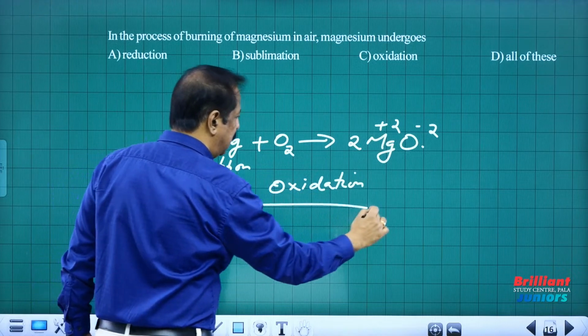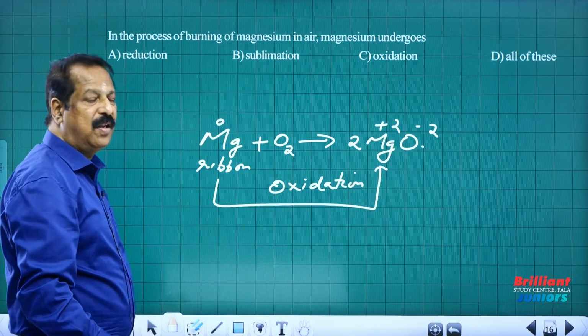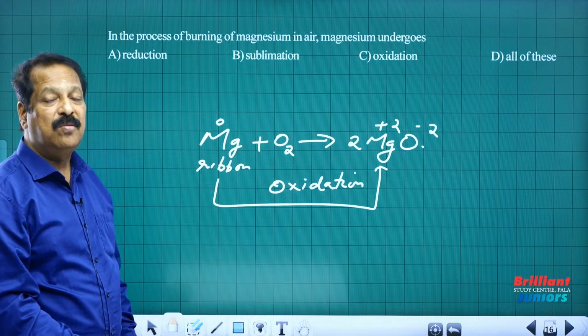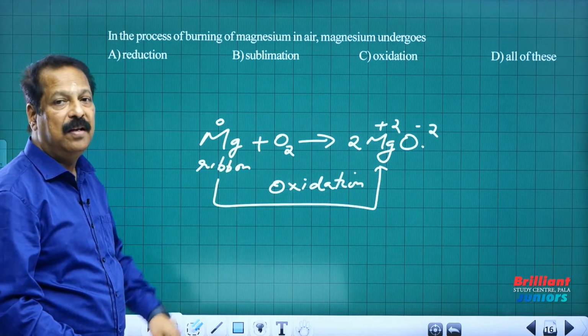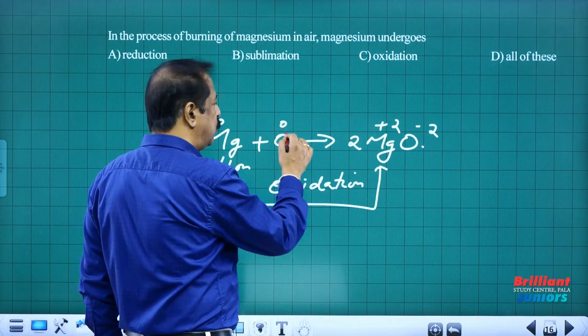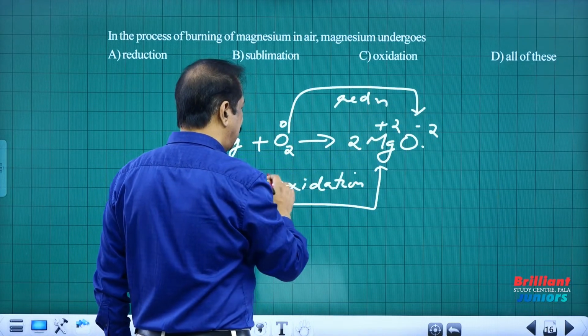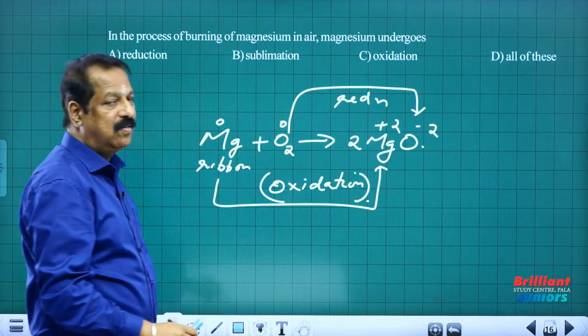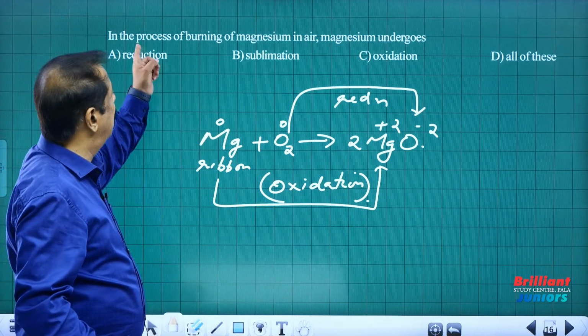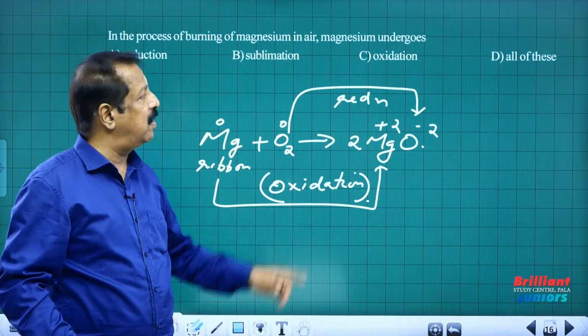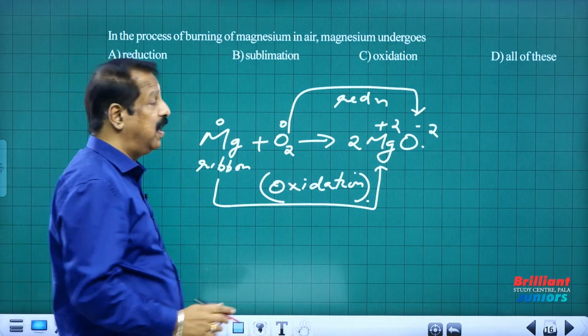So here what is happening? The number is increasing from 0 to +2. So we call it oxidation. If the number is decreasing, it is called reduction. Here 0 to -2, we call it reduction. So magnesium is having oxidation and oxygen is having reduction. So here the question: in the process of burning magnesium in air, magnesium undergoes oxidation.